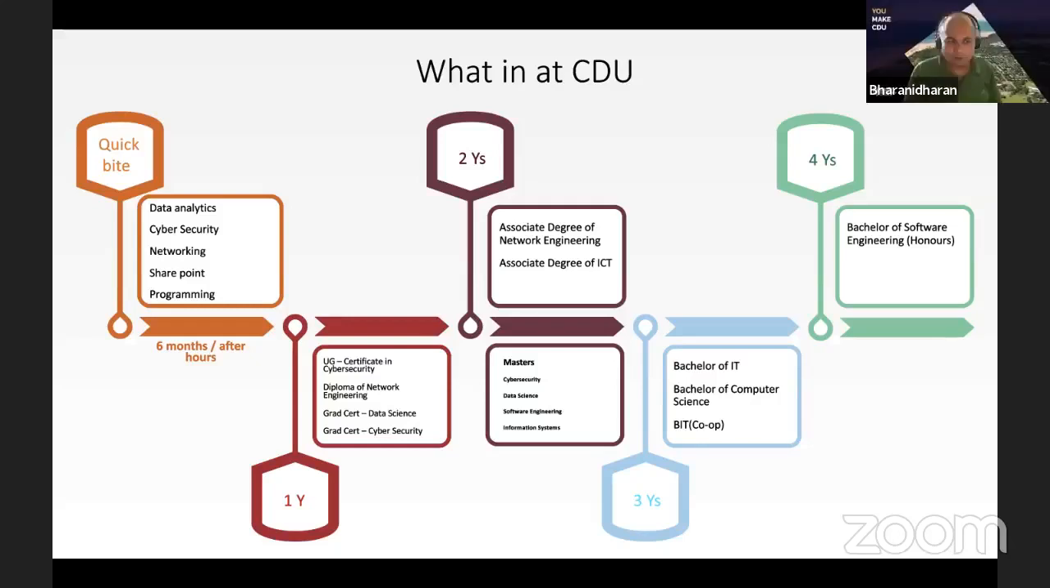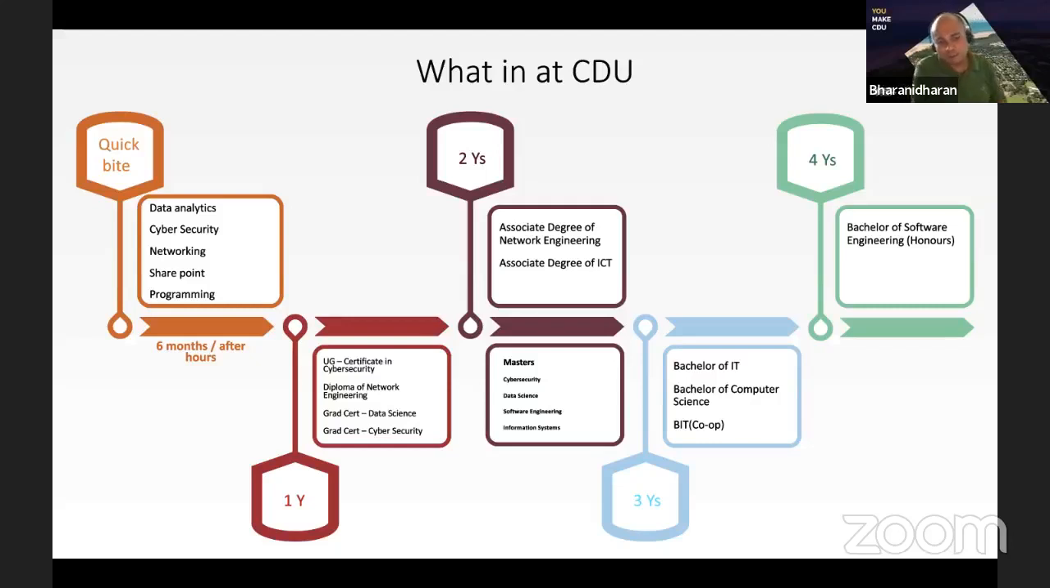Okay. So for international students, this is an overall view of all the programs, but for most of the international students, you have a 2 years program, which is Masters in Cybersecurity, Data Science, Software Engineering, and Information Systems. And for bachelors, we have Bachelor of IT, Computer Science, and BIT Co-op, but BIT Co-op is not for international students. And if you're looking for a 4 years one, then it's a Bachelor of Software Engineering Honours.